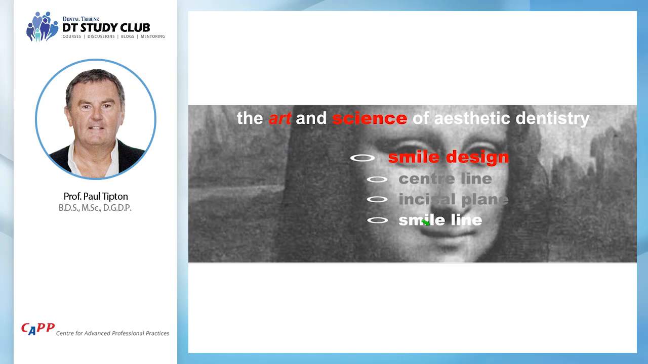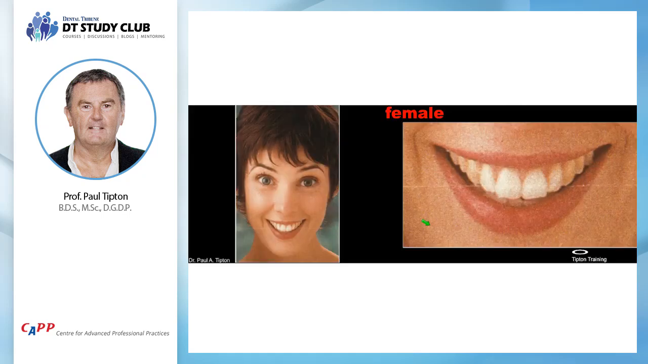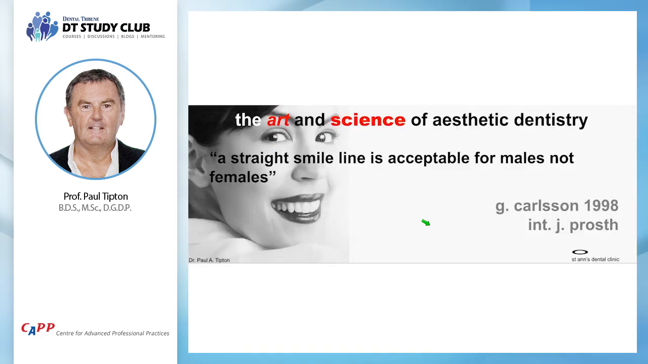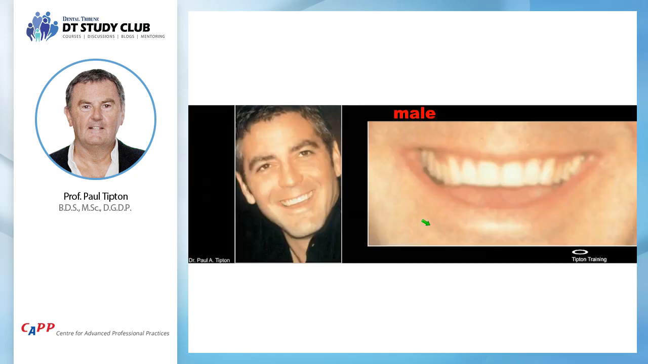Next thing we mentioned, again, smile line. Smile line is a curve. And what do we know about the smile line? We know from the smile line that it becomes more curved as we're younger. It gets flatter as we're older. It also becomes flatter in the male, more curved in the female. So straight lines are acceptable for males, but not for females.